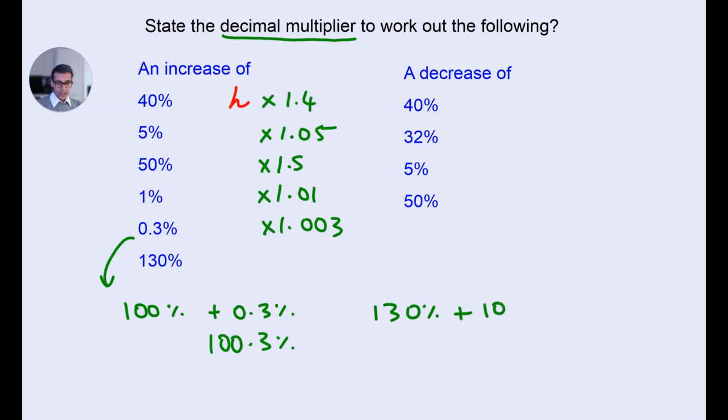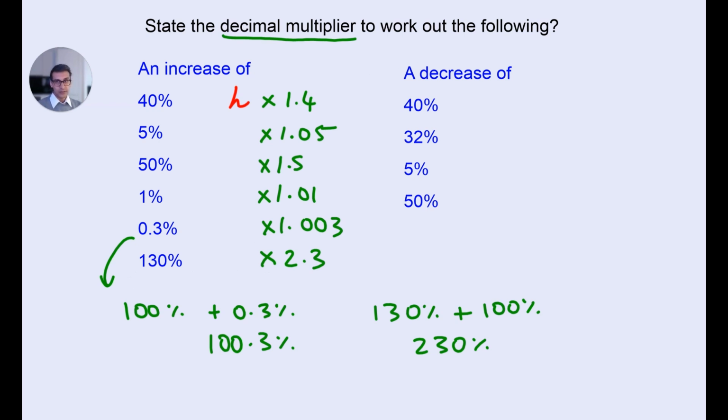And then for 130%, well, 130% plus 100% that you start with is going to give you 230%. So that's going to be 2.3. So be careful if you put 1.3 there. 1.3 would be a 30% increase. 2.3 would be a 130% increase.